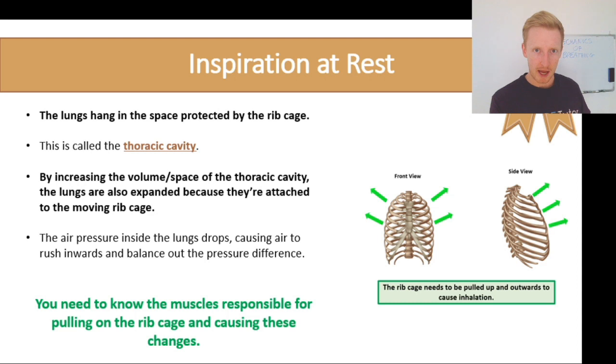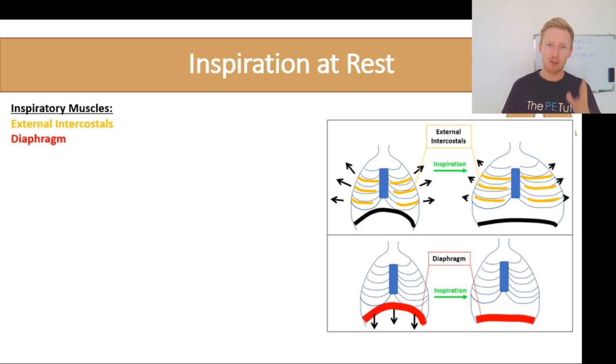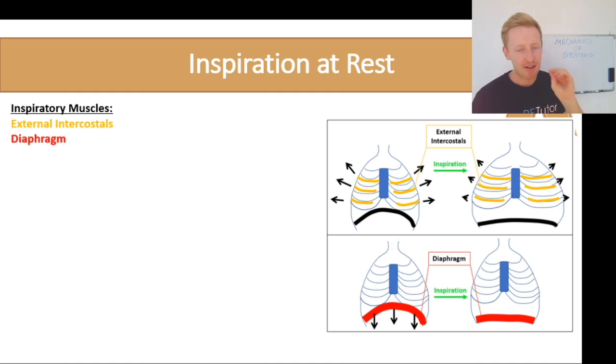But for your exams, what you'll need to know is what muscles cause this change. Because it's one thing to say that the ribs move up and out, but bones don't move by themselves. We need to know what muscles are pulling on our rib cage to create this change. And at rest, we have these two. We have the external intercostal muscles, and we have the diaphragm.